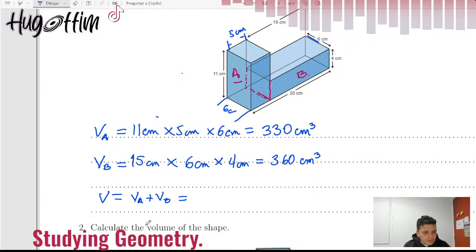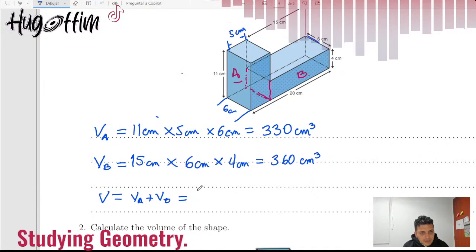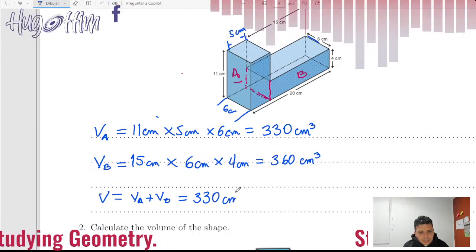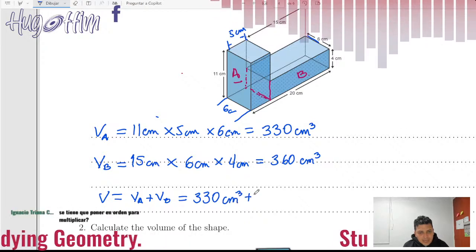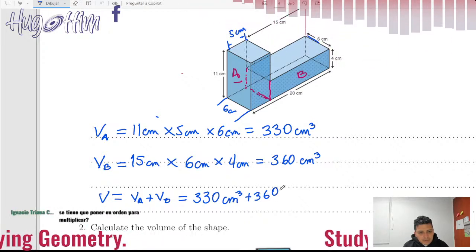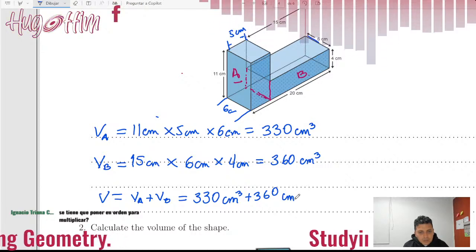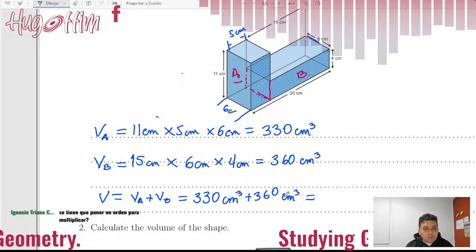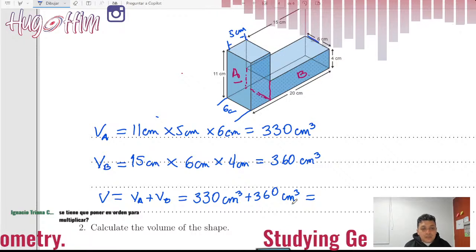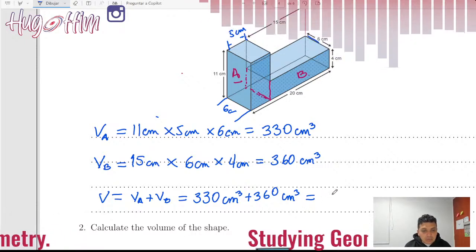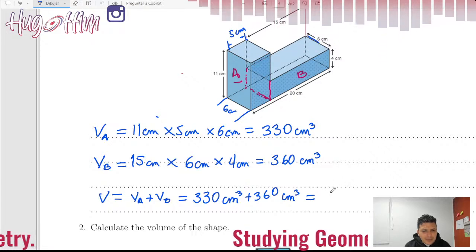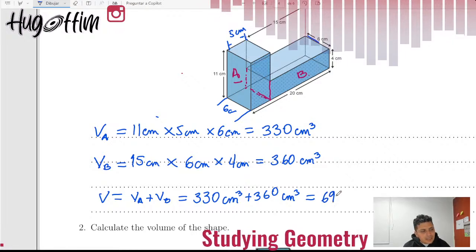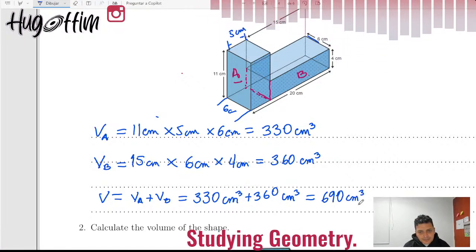So I just need to add both volumes. When you have the volume of 2 cuboids, add them. That is going to be 330 cubic centimeters plus 360 cubic centimeters. You don't have to multiply in order, because remember that multiplication is commutative. As you're multiplying 3 terms, you can multiply in the order you want. You're going to get the same answer. So there's no problem in the order you use. 33 plus 36 is going to be 69. So this is 690 cubic centimeters.